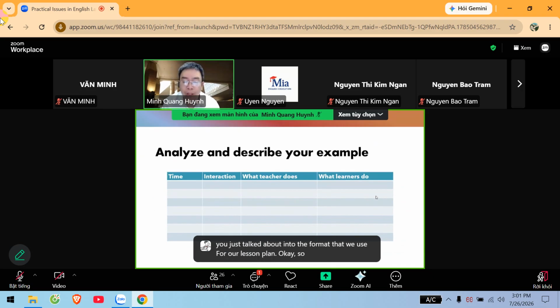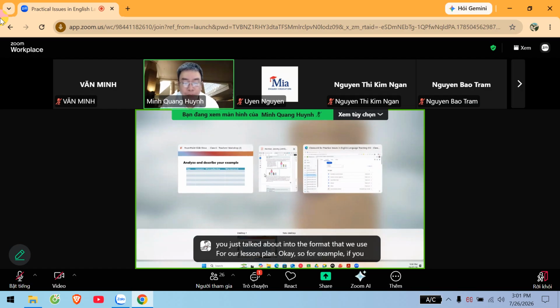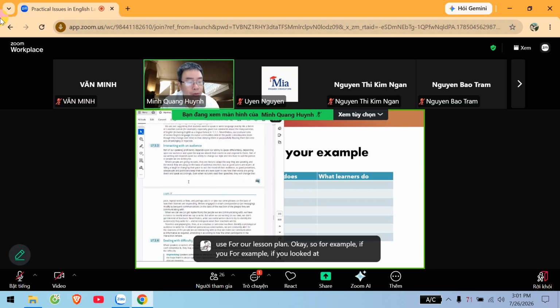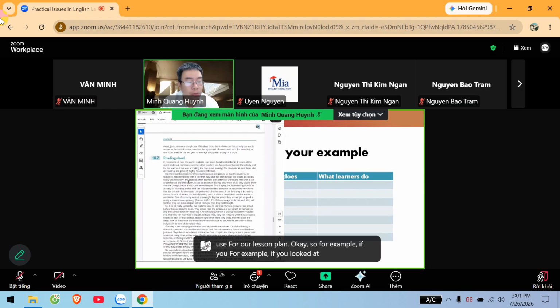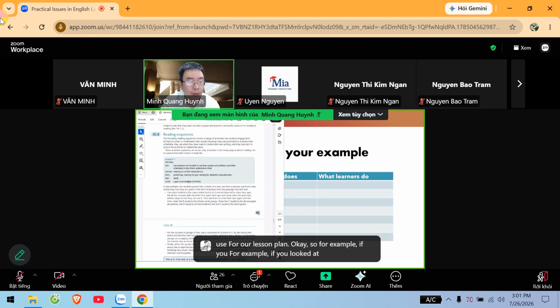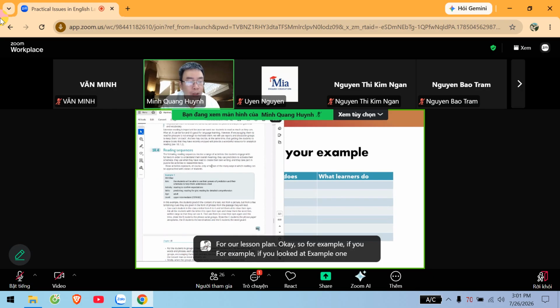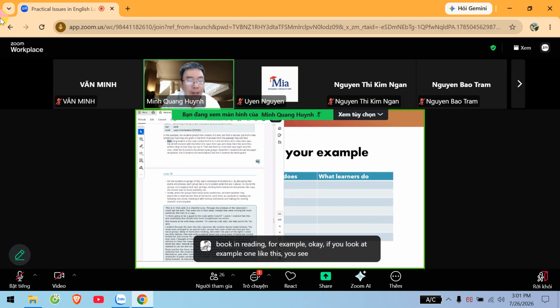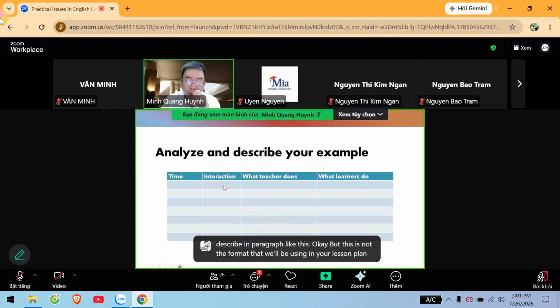So for example, if you looked at example 1, okay? In the book, in reading, if you look at example 1 like this, you see the way they describe the example is in a paragraph like this, okay? But this is not the format that we'll be using in your lesson plan, okay? In your lesson plan, you will use a format like this.